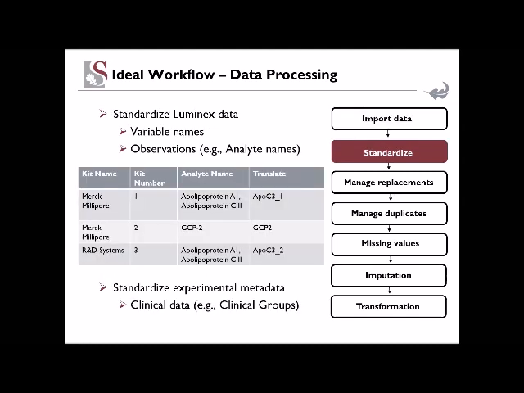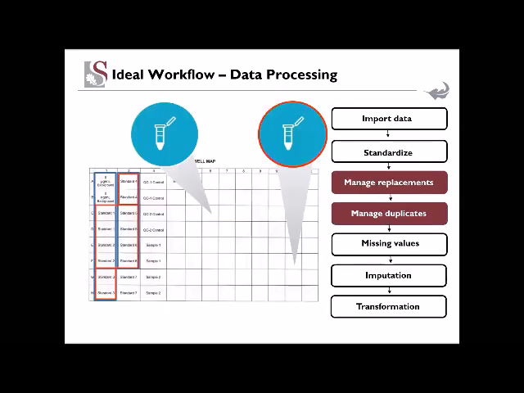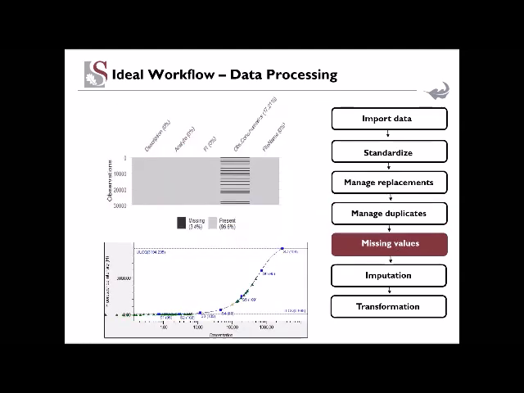The variable names and observations are then standardized for the Luminex data and the clinical data, followed by managing replacements and duplicates. These are cases where the sample was repeated due to a pipetting error, where the first value is removed and the second value is used for further analysis. The Luminex data is then visualized for missing values in columns and rows, and columns and rows with too many missing values will be excluded from further analysis.